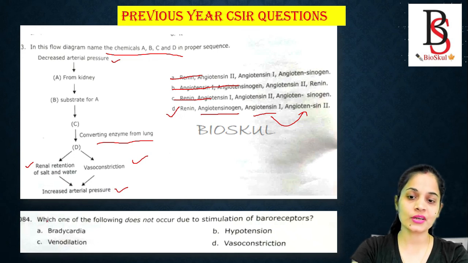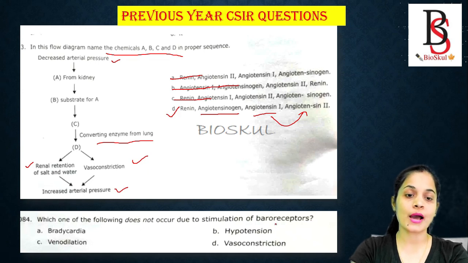Okay, let's see the next one. Which one of the following does not occur due to stimulation of baroreceptor? Bradycardia, hypotension, venodilation and vasoconstriction. Which one will not occur? That is option D, vasoconstriction.